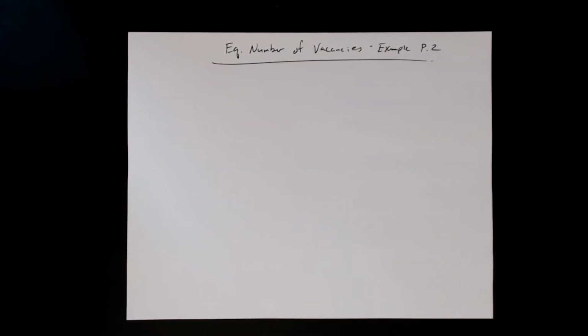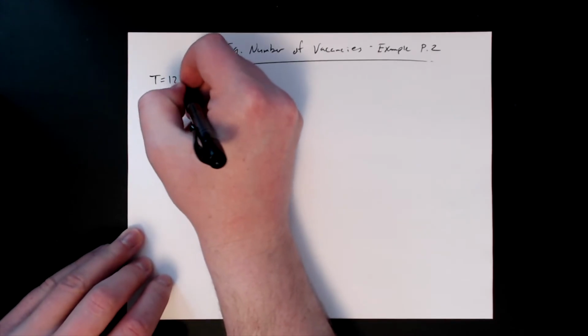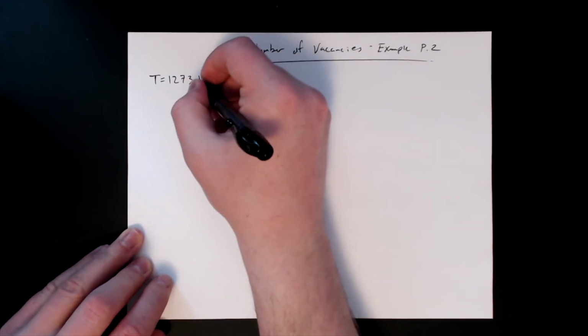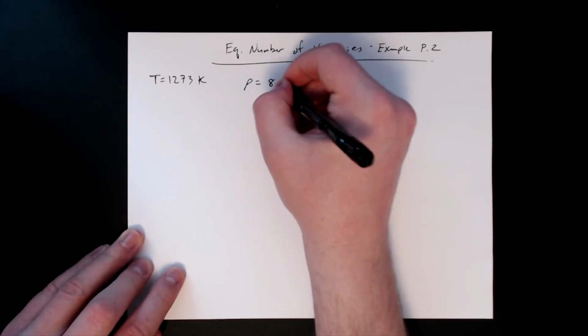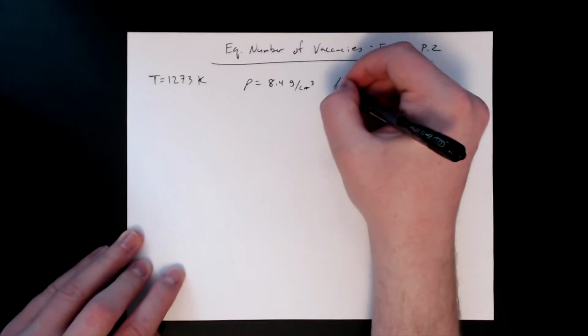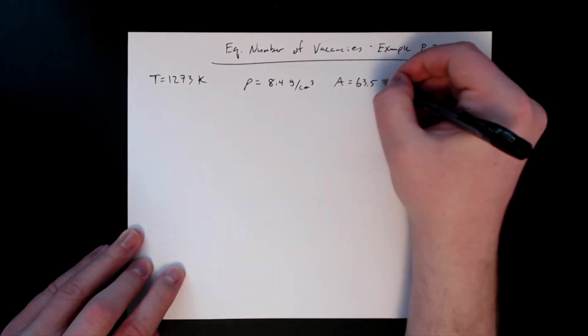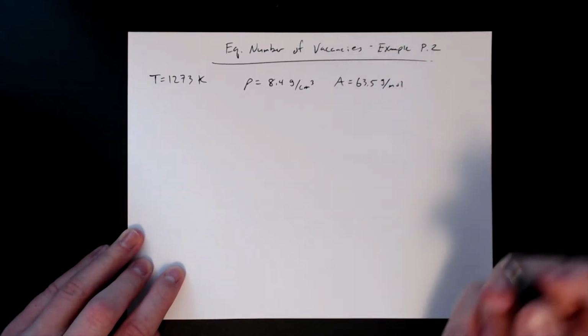All right, so let's go ahead and take a look at the second part, which was asking us to calculate the equilibrium number of vacancies per cubic meter at the same temperature, in this case we already converted it to 1275 K. It gives us the density of 8.4 grams per centimeter cubed and the atomic weight A of 63.5 grams per mole.